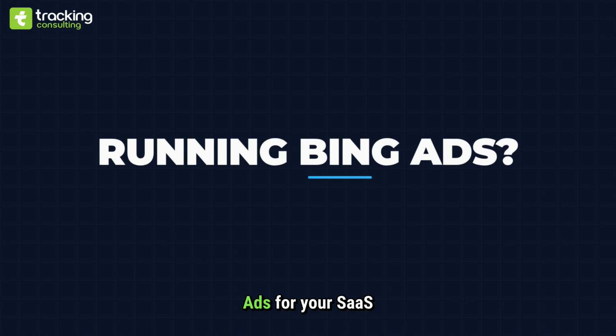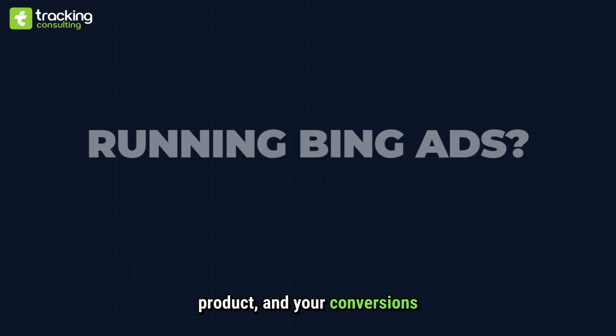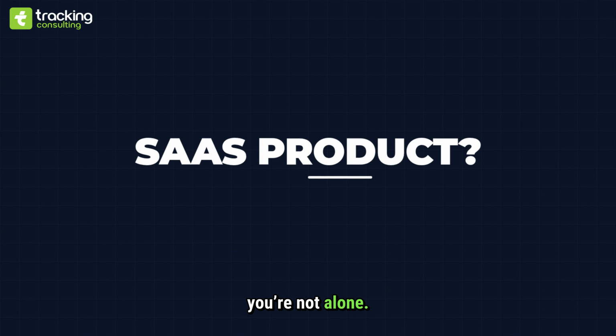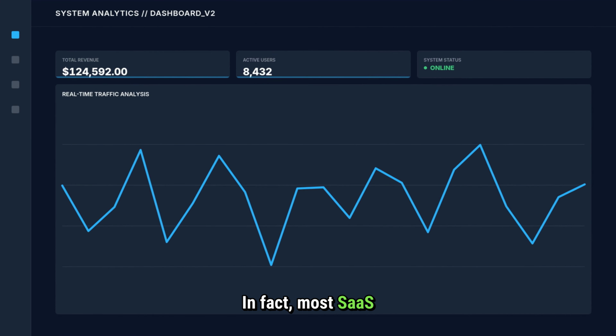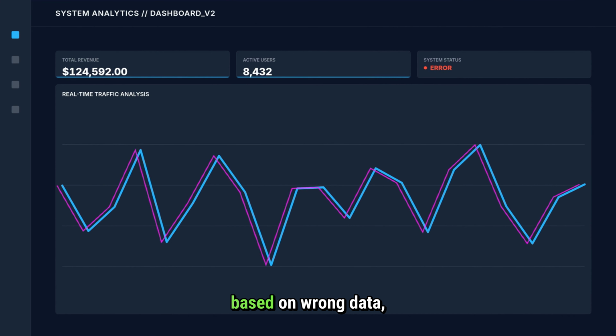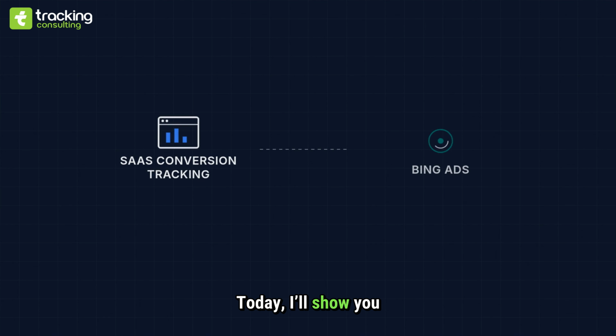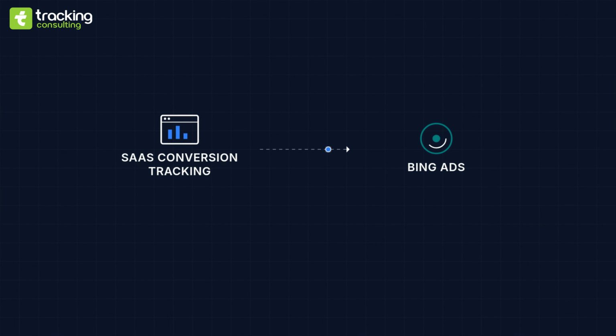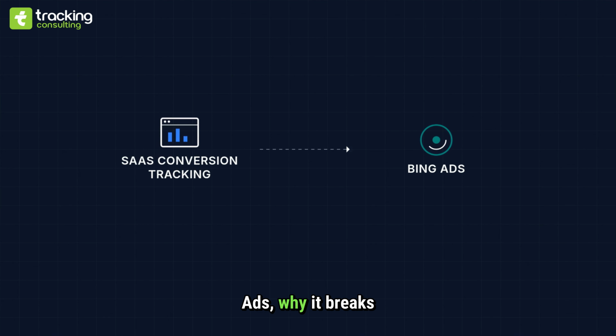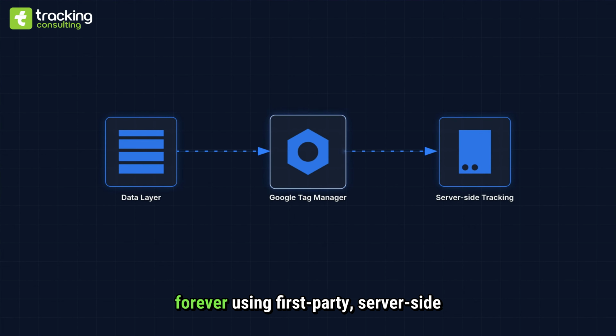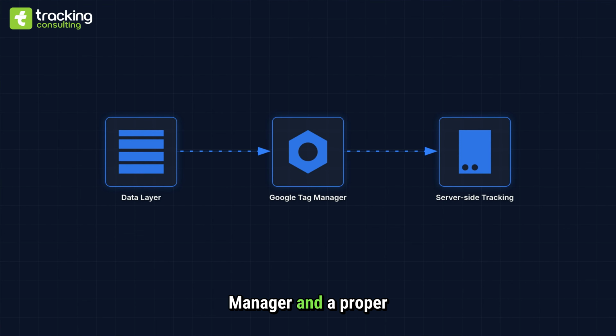If you're running Bing ads for your SaaS product and your conversions don't match reality, you're not alone. In fact, most SaaS companies are making decisions based on wrong data and they don't even realize it. Today, I'll show you why SaaS conversion tracking is critical for Bing ads, why it breaks for most companies, and how you can fix it once and forever using first-party, server-side tracking with Google Tag Manager and a proper data layer.